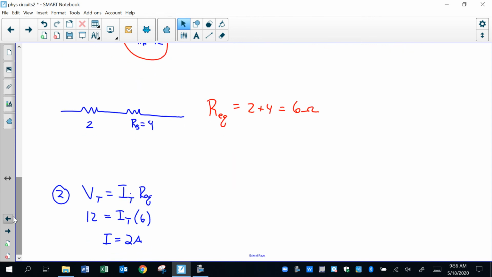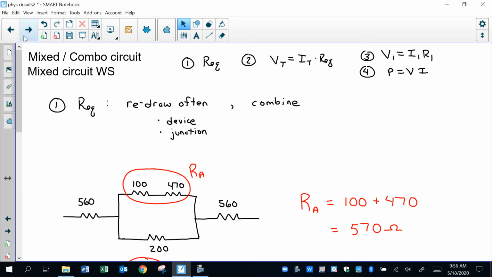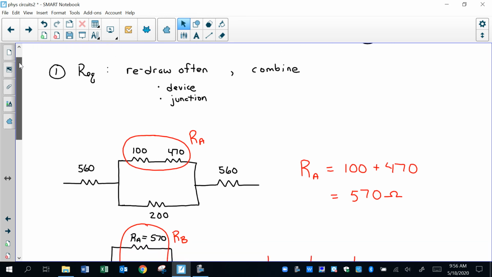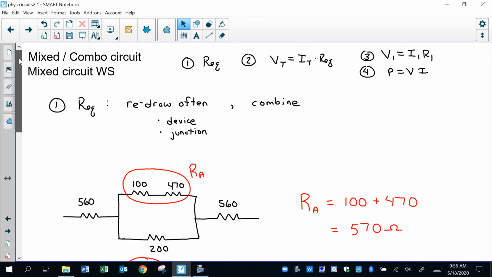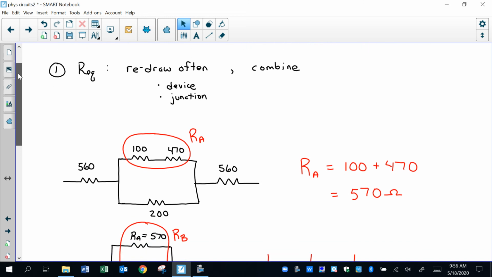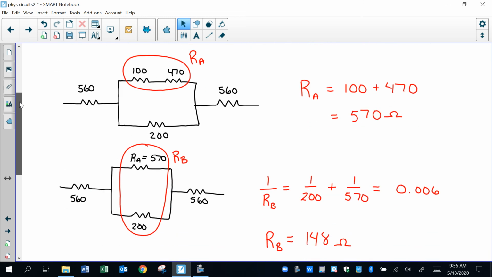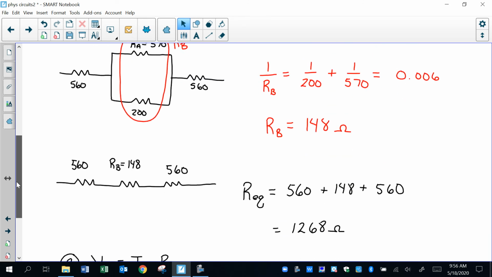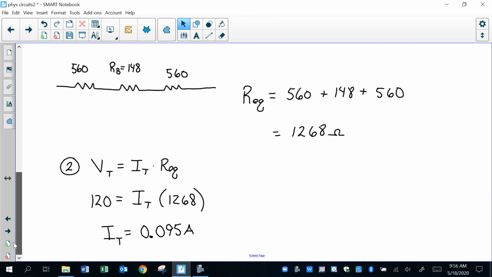Step 2 simple. V equals IR for my totals. Simple. I'm sorry, so that's how I do the redraw. So now, here is another example here. So you can see how I combined the series, the parallel, and then the series again. All right. Step 2, finding my total.